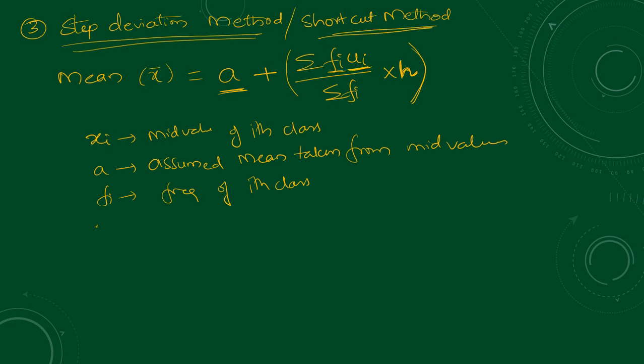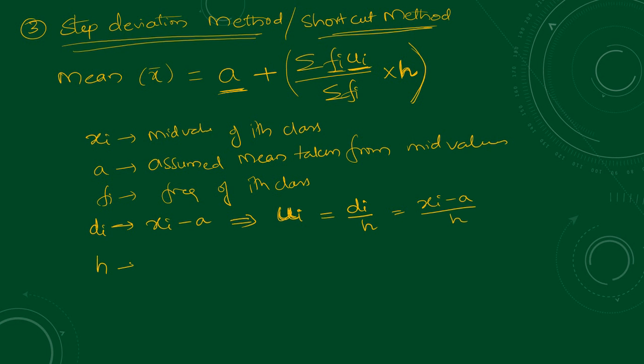Next we are having Di. So what is Di here? Already you know the formula, no? Di is Xi minus A. So from this Di we are going to get Ui, since in this formula we are having Ui, no? So Ui is nothing but Di by H. Ui is equal to Di by H. So Di again I can write as Xi minus A, by H. That means Ui is equal to Xi minus A by H.